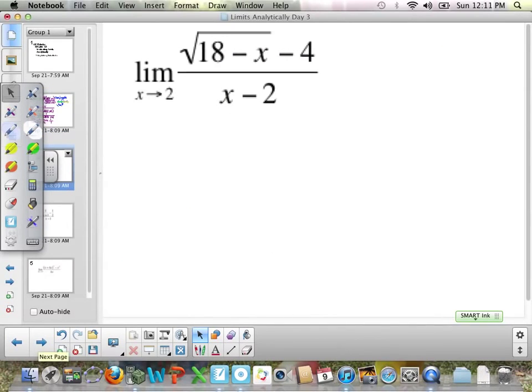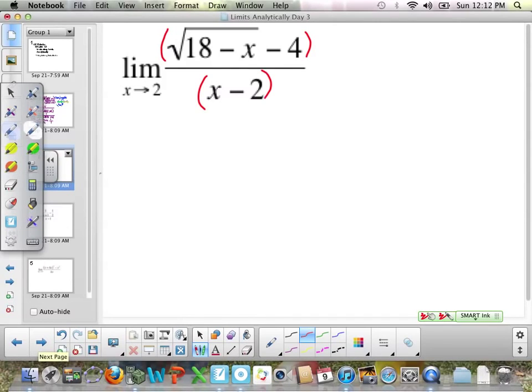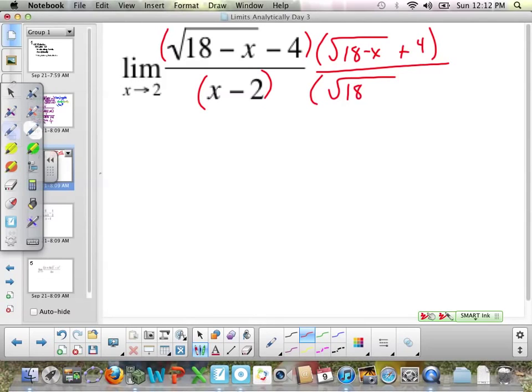Again, try the plug and chug. You'll see you get 0 over 0, so we need to use our conjugate to get rid of our radical. We will start, multiply top and bottom by the conjugate. The conjugate is exactly what you see there, except you change the sign. It'll be square root of 18 minus x plus 4. Do that to the top and bottom to keep balance. The limit, as x approaches 2, the bottom will stay the same.